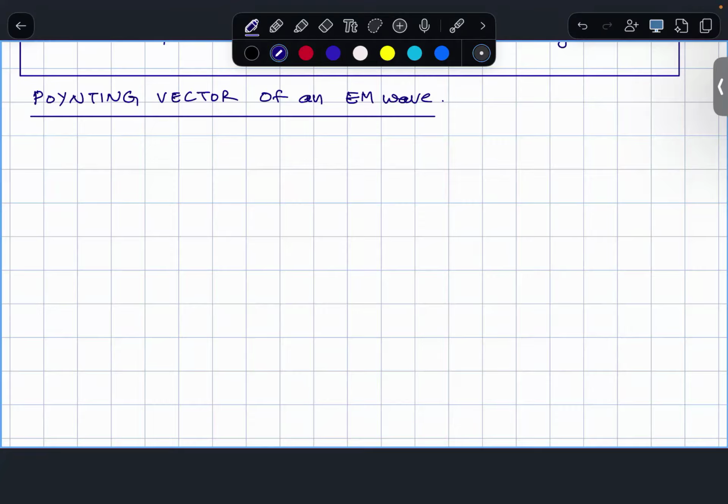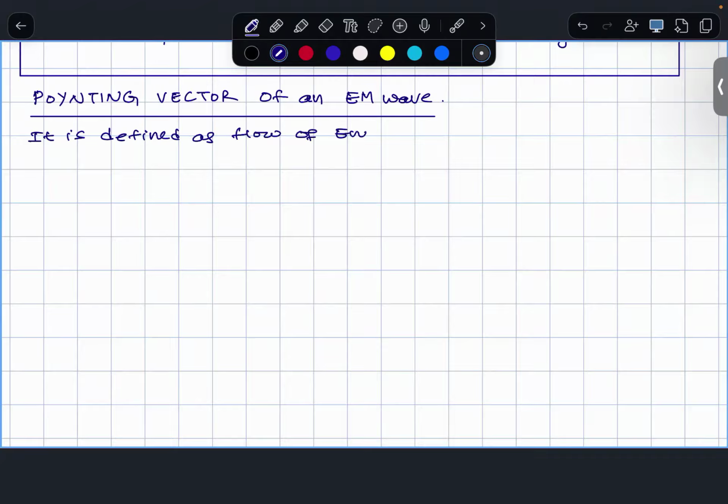Already I taught you intensity. What is this? The intensity, and what is this? This is a vector quantity. So how to define this? It is defined as... Okay. Remember, this is a vector quantity.